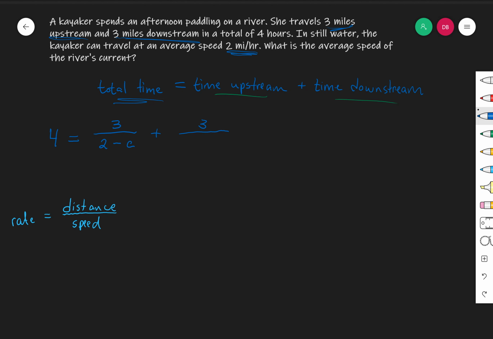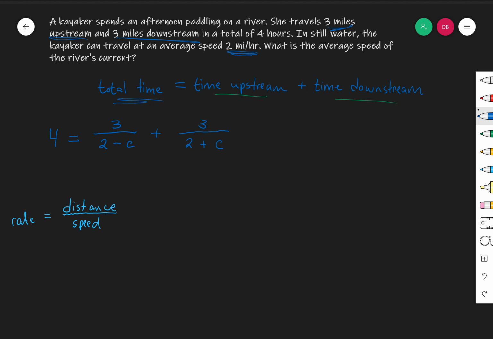Then you can probably guess what we're going to do under the next one, because now she's going downstream. So now she has the current pushing her along, helping her out. So she's going now 2 miles per hour plus whatever push the current's providing. So hopefully this setup, and that's the hardest part, is setting this up, makes sense.